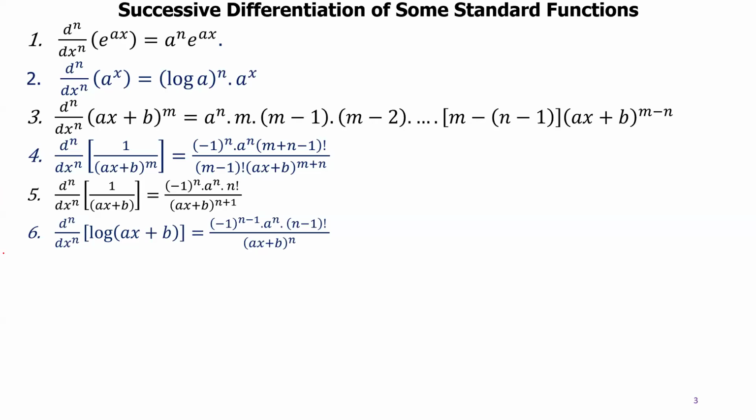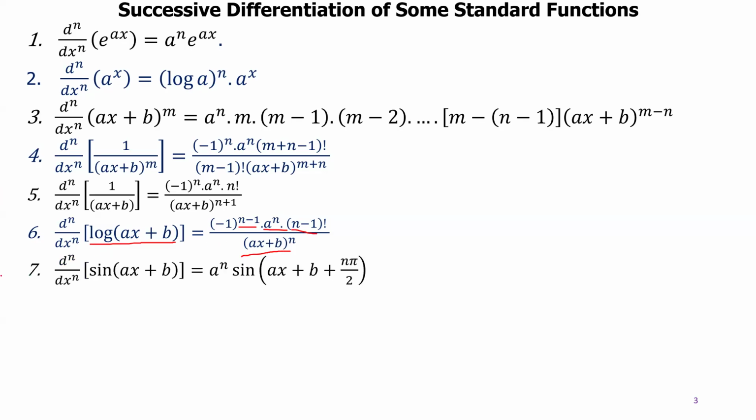Now, sixth formula, the nth derivative of log(ax+b) is equal to (−1)^(n−1) aⁿ (n−1)! upon (ax+b)ⁿ. Formula number 7, the nth derivative of sin(ax+b) is equal to aⁿ sin(ax+b+nπ/2).